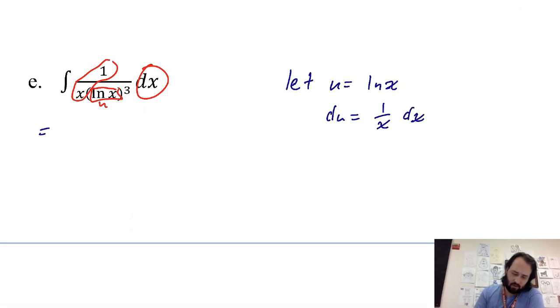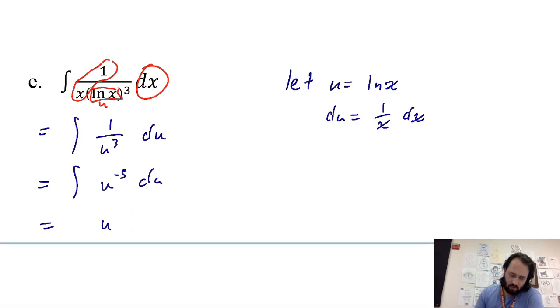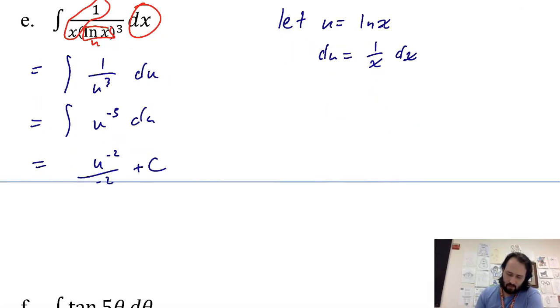So this comes out as 1 over u to the third du, which if I do the antiderivative of that, maybe it'll help you if I rewrite this as u to the negative 3 du, because it would be u to the negative 2 divided by negative 2 plus c. So I would rewrite this as negative 1 over 2 ln of x squared plus c.